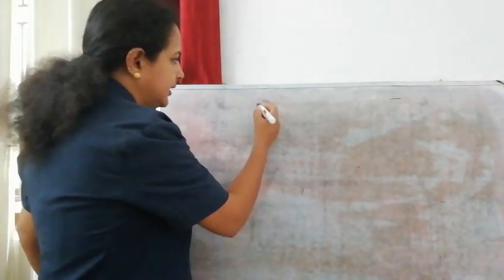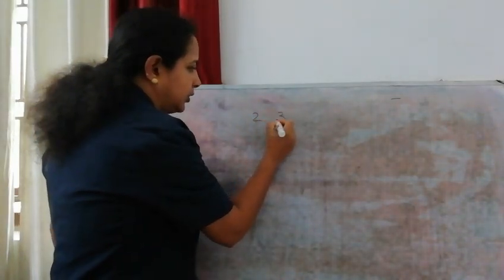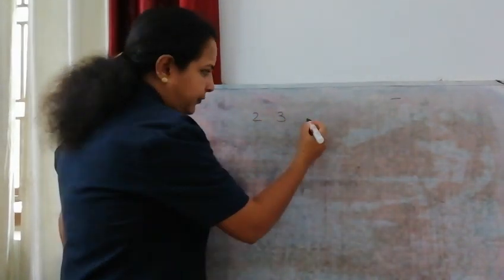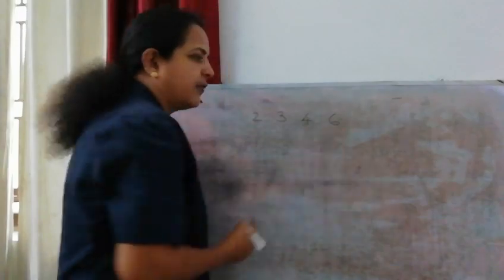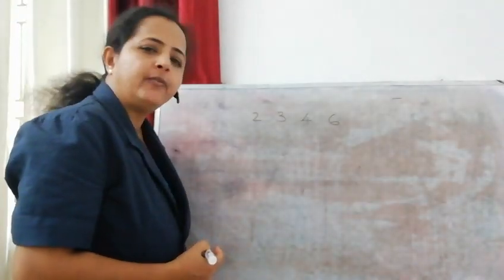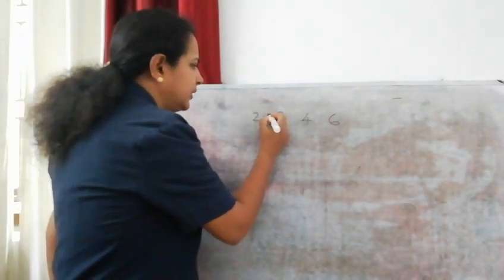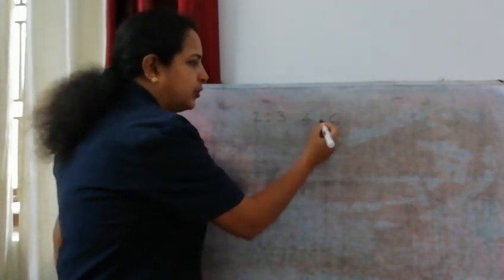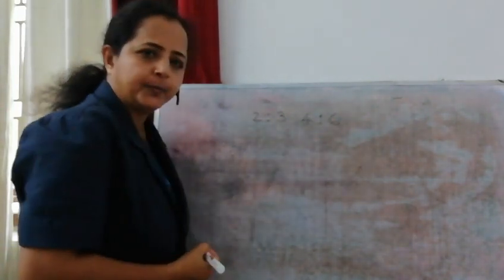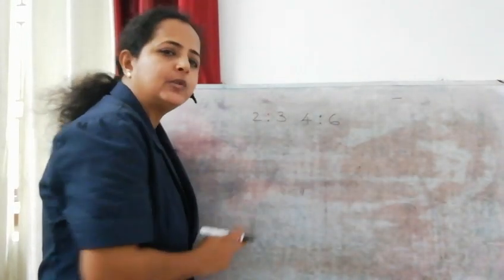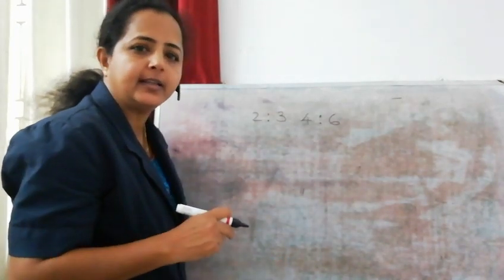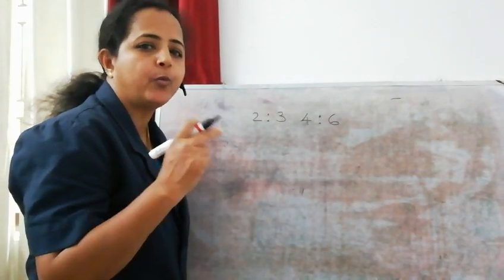Suppose the numbers 2, 3, 4 and 6. There are four numbers: 2, 3, 4 and 6. The first two numbers are in a ratio and the last two numbers are in a ratio. If these two ratios are equal, we can say that they are in proportion.